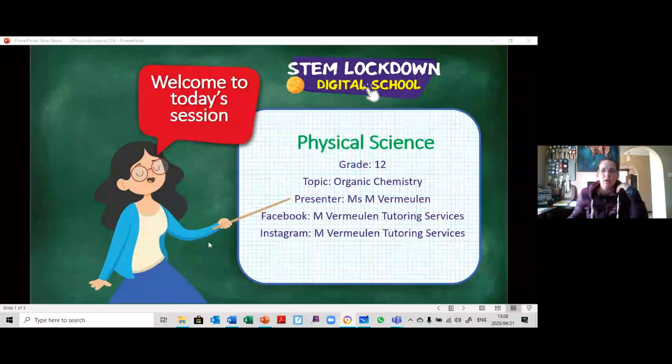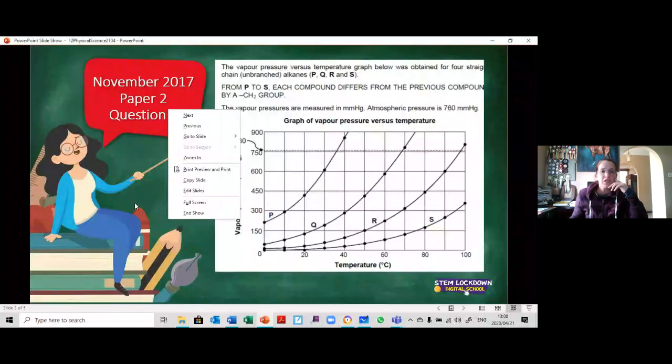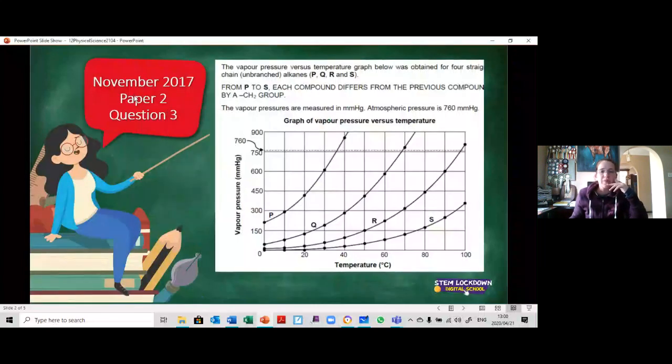Okay, so today we are going to look at November 2017, okay, and we are going to do paper 2, which is chemistry, and I'm going to look at question 3.